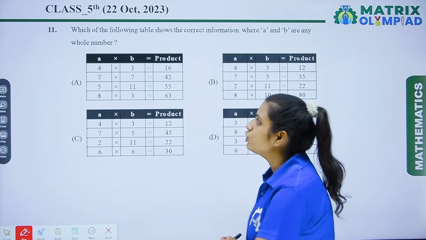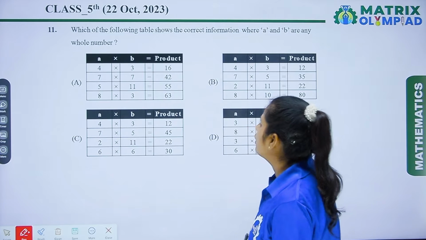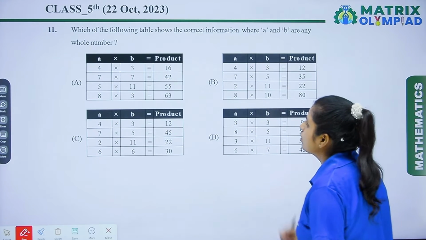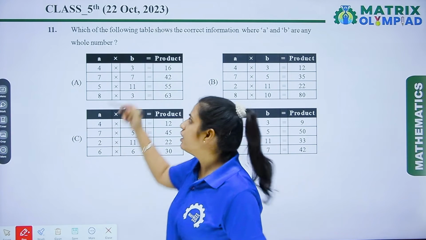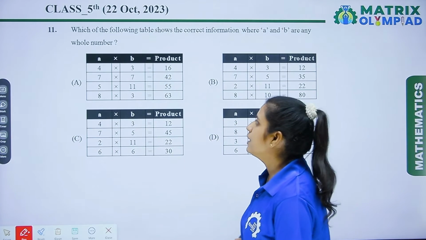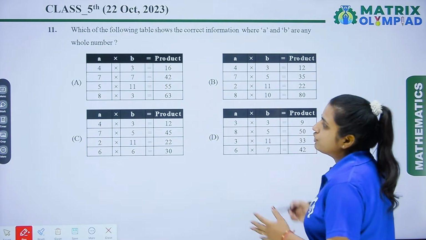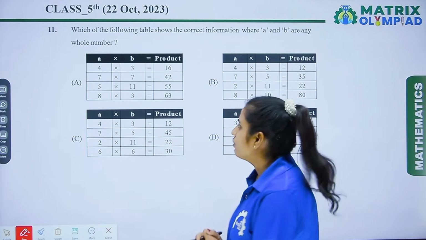Now the next question is question number 11. Which of the following tables shows the correct information where A and B are any whole numbers? So here we have whole numbers in place of A and B, and we have to check which table has the correct information of the product.